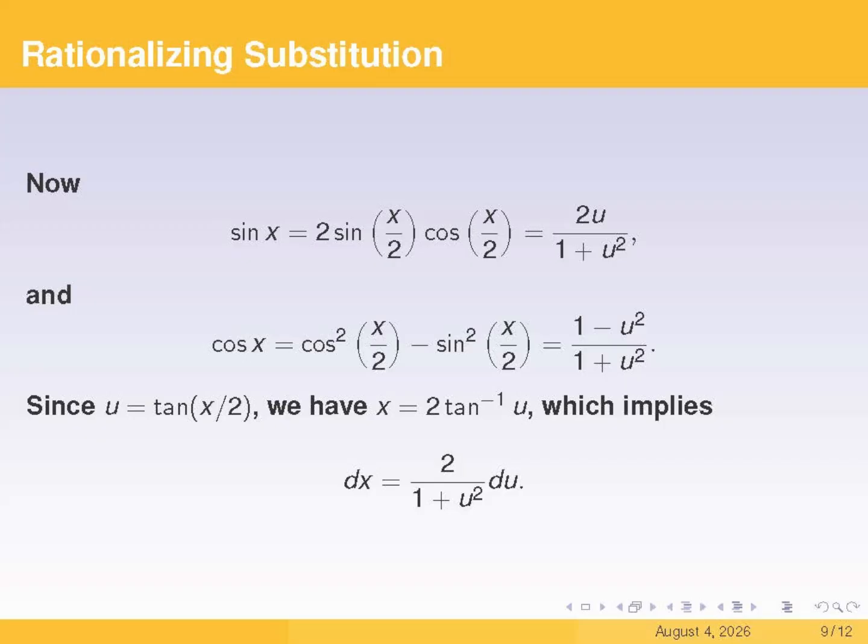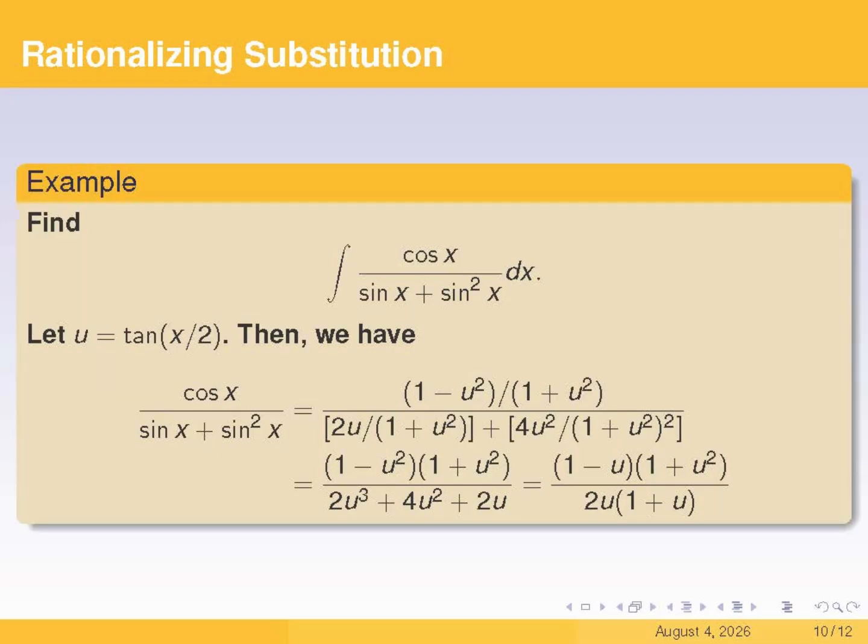In addition, since we defined u equals tangent of x over 2, solving for x gives x equals 2 times arctangent u. Finally, differentiating both sides yields the mathematical expression on the last line.